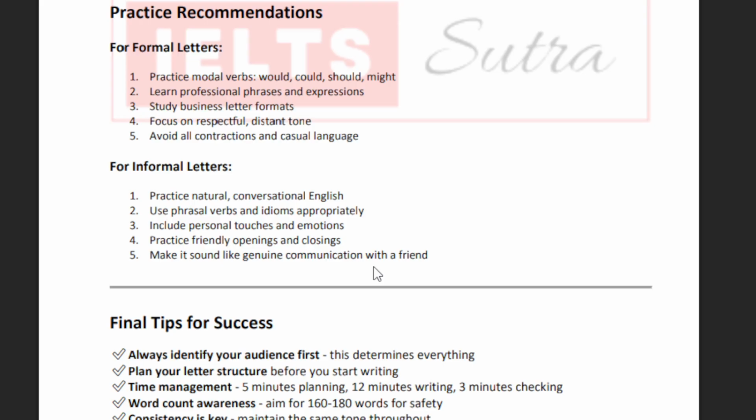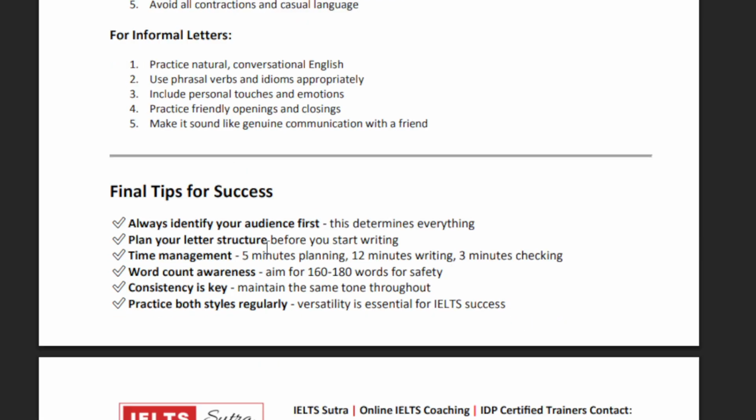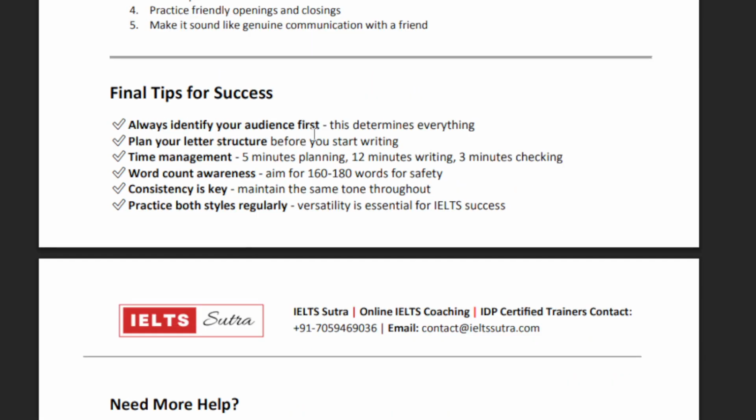In case of informal letters, try to practice natural and conversational English, the way you speak. Use phrasal verbs and idioms appropriately. Include personal touches and emotions. Practice friendly openings and closings, for example, your pal, love, take care, best wishes, etc. Make it sound like genuine communication with a friend. Don't try to be too respectful. Everybody knows you are not too respectful with your friends, so you have to be more casual.